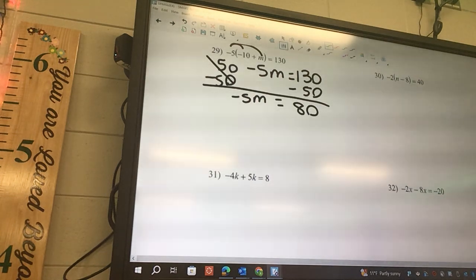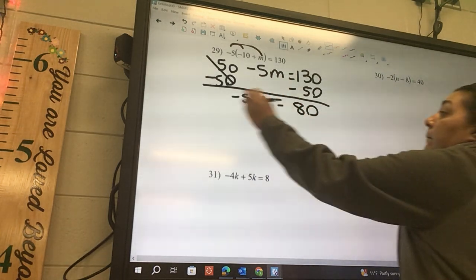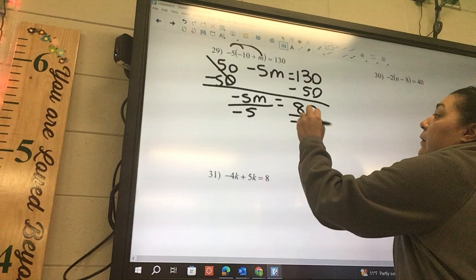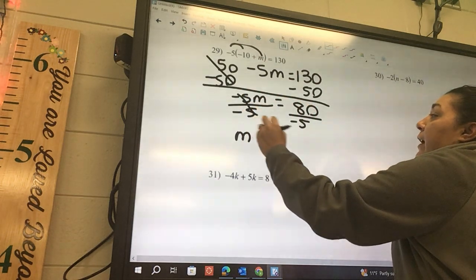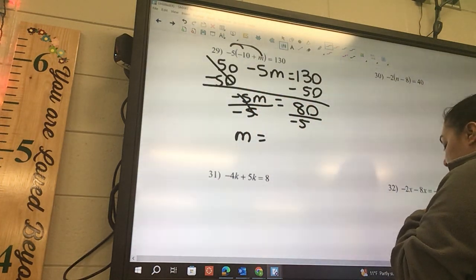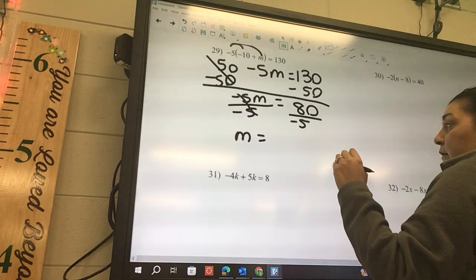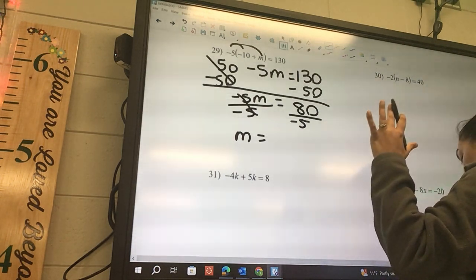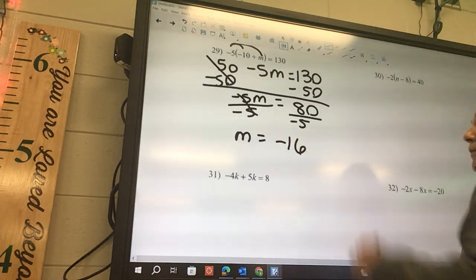Divide both sides by negative 5. So we got m equals, what is 80 divided by negative 5? Negative 16. Negative 16.